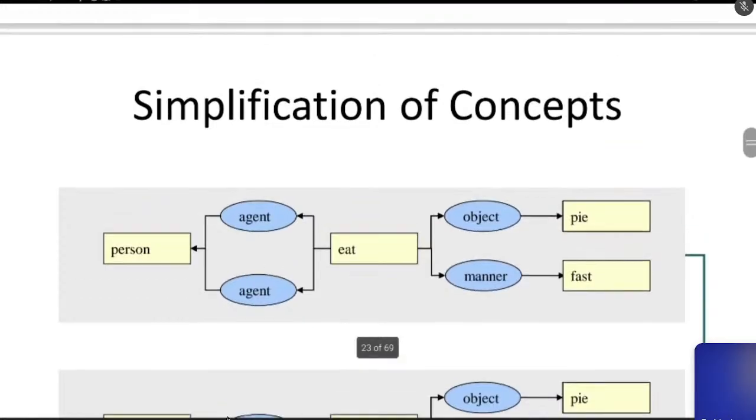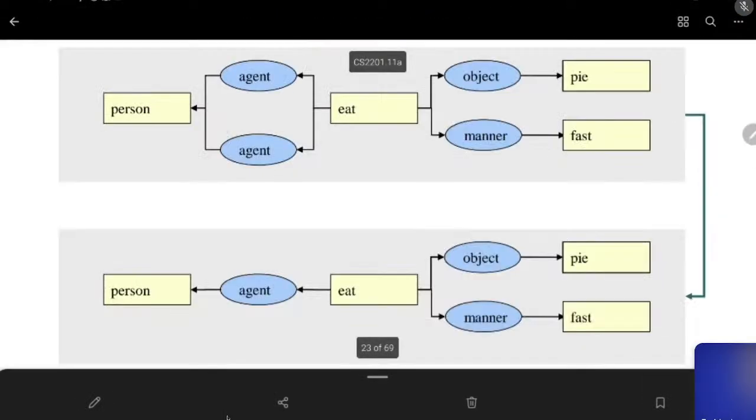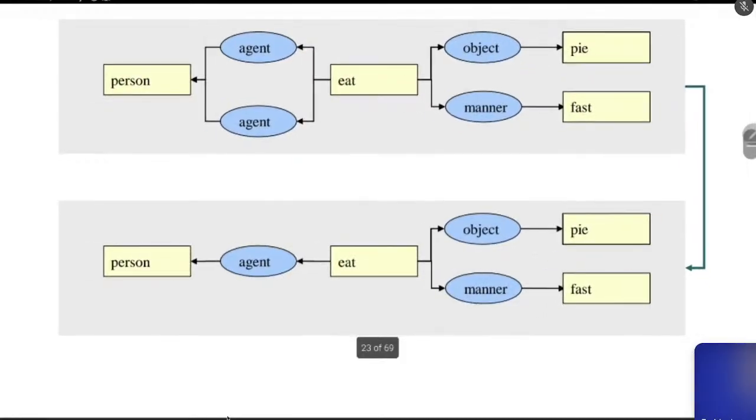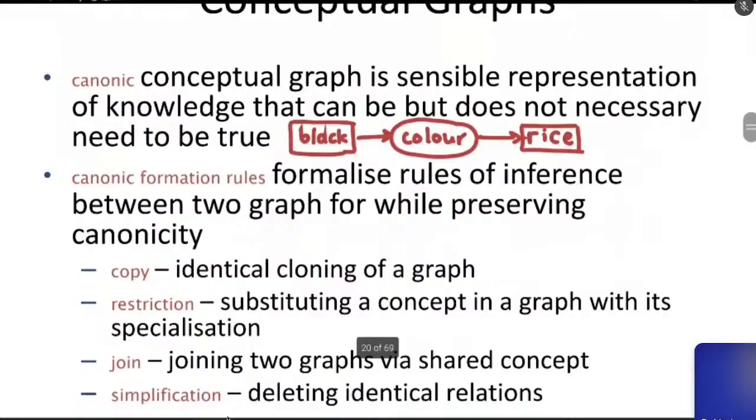Simplification. If you look at the first graph, it makes no sense to have two agent nodes. Eat is performed by just one agent, right? If you have multiple agents, you need multiple people. But here it's just one person that's eating. So you can simplify by removing unnecessary nodes. You remove one agent and then you have your final conceptual graph. So this was inference rules. Canonic formation rules. Nice.